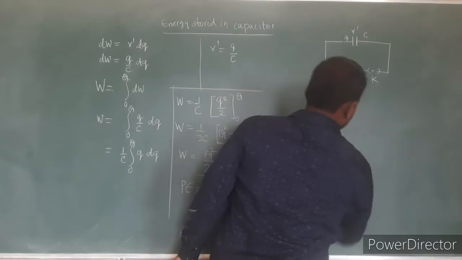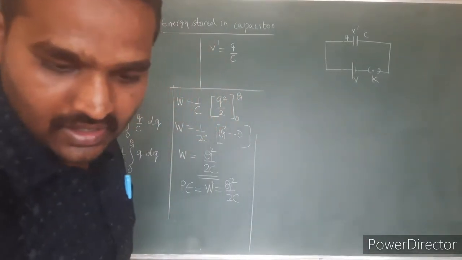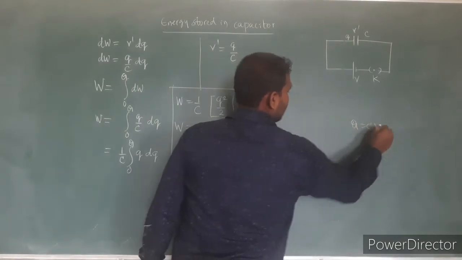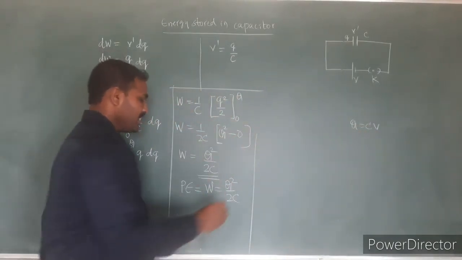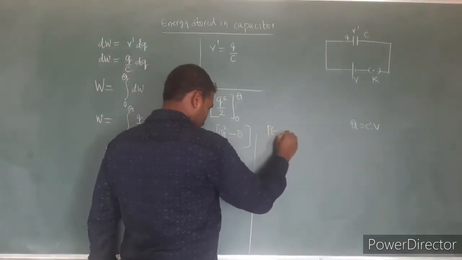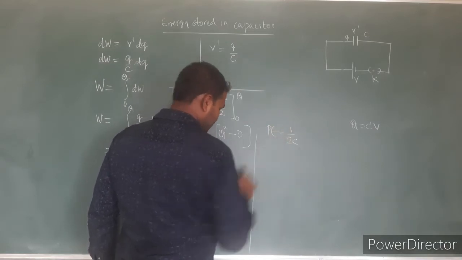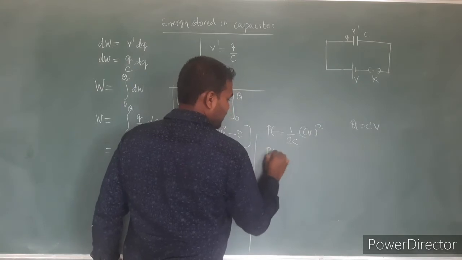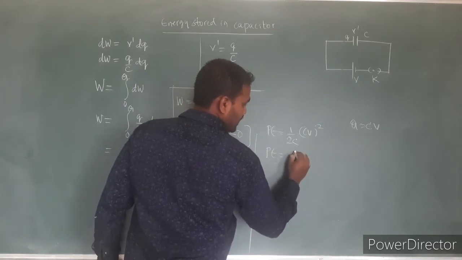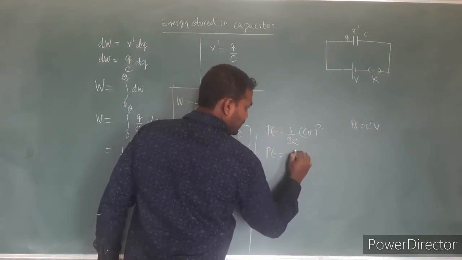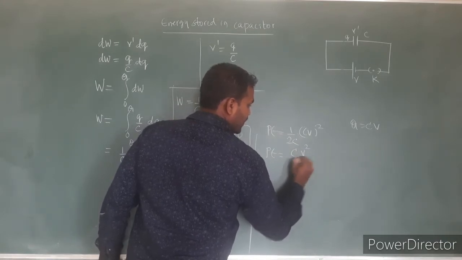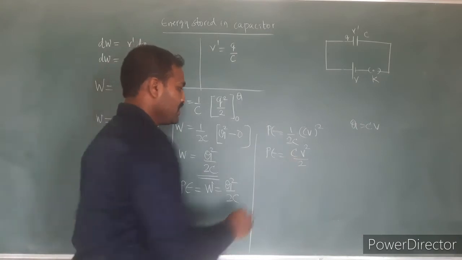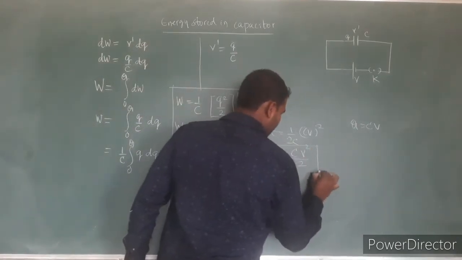And if I substitute, I know Q is equal to C into V. If I substitute Q by CV, I can write potential energy is equal to 1 upon 2C into Q square, which I write as CV whole square. I can write E is equal to half CV square. This is another expression for the potential energy stored in the capacitor.